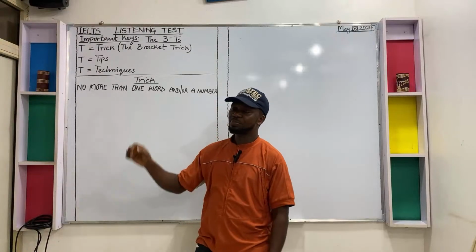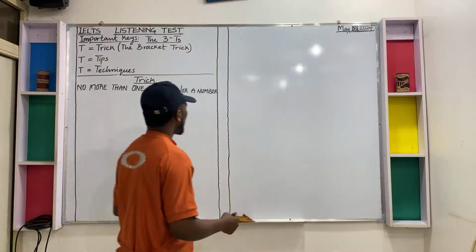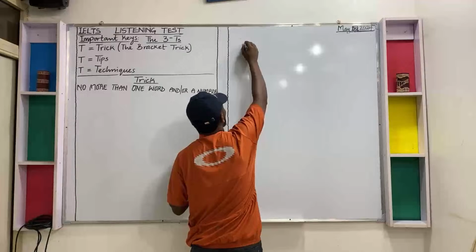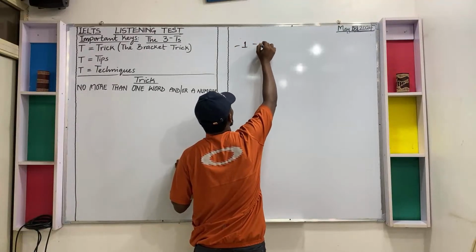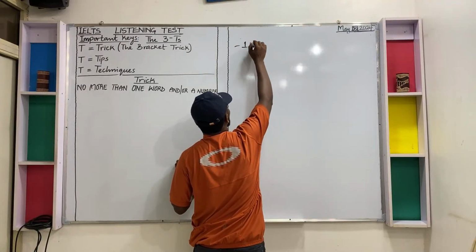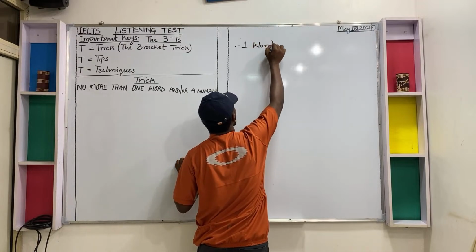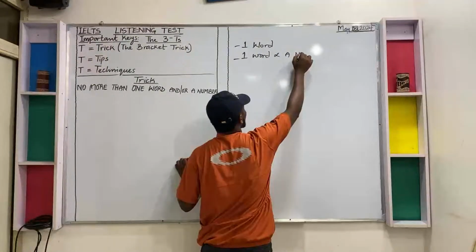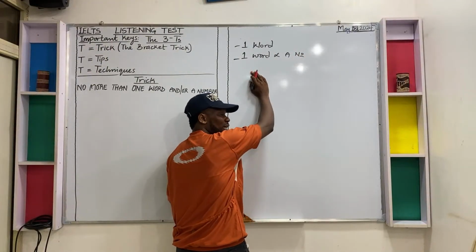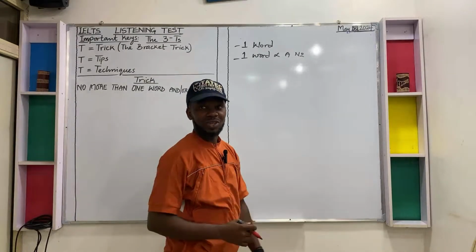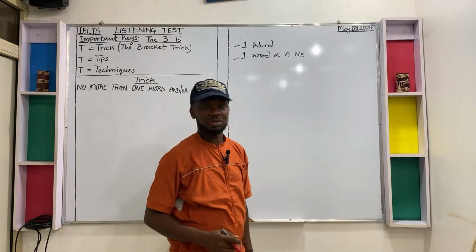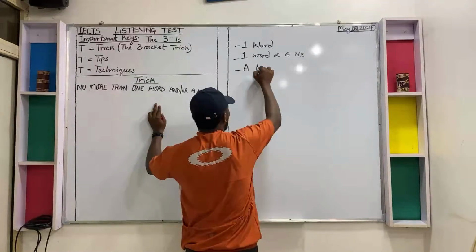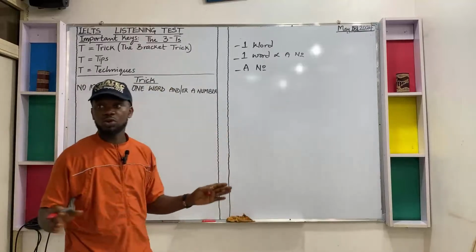What does it mean? No more than one word and or a number means your answer can be just a one-word answer, and that's one word still having a number either before or after. Now this instruction also means that your answer can just be a number without even a word.